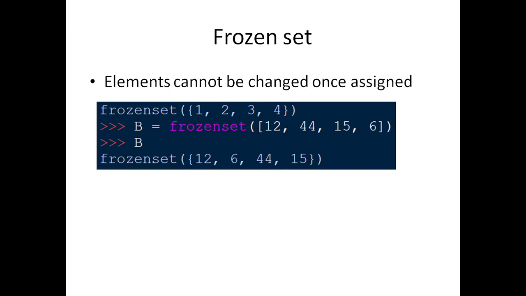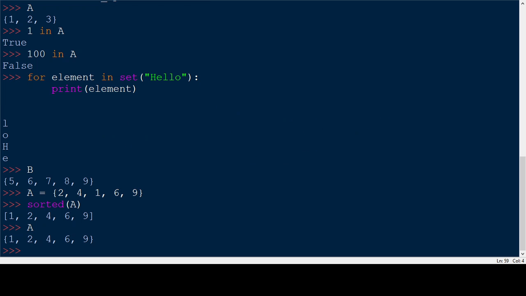The next topic is frozenset. In certain cases, the elements should not be changed at all. In those cases, we can use this frozenset. Elements cannot be changed once assigned. It's known as a frozenset. So if we want to have that, we will see an example.